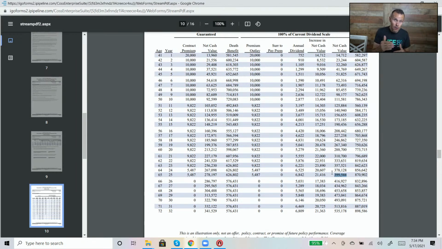They can change the loan rate, it can go up, but guess what? The loan rate is only going to go up if the dividend rate goes up. So that's always going to be in unison. It doesn't work that way with an IUL. It just doesn't. And so it's just something to take into consideration.